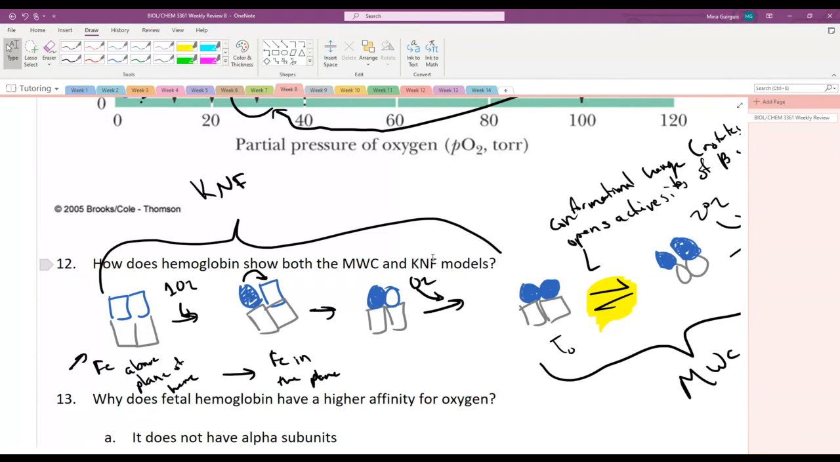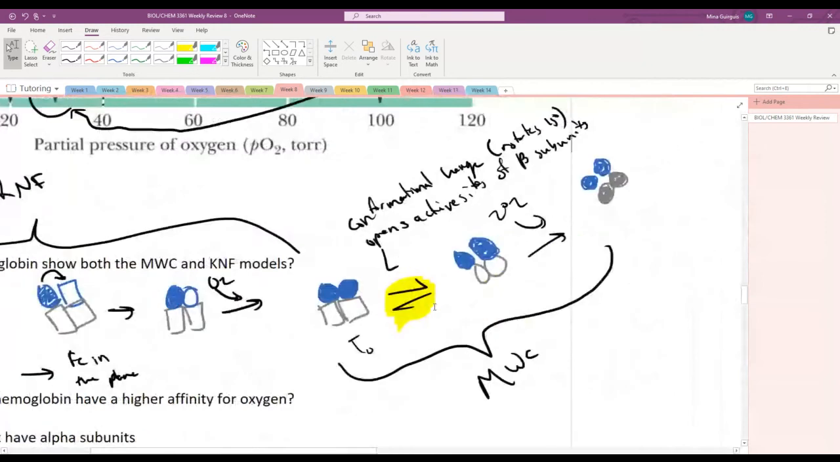All right, so first, we have all of them in square orientation, and that square orientation has less affinity for oxygen as compared to the circular orientation, okay? The first thing that happens is a single oxygen binds to a single alpha subunit. That, per the KNF model, induces a conformational change in the next alpha subunit. Specifically, it pushes the iron back down into the plane of the rest of the hemoglobin molecule, which helps the second alpha subunit bind to another oxygen, okay?